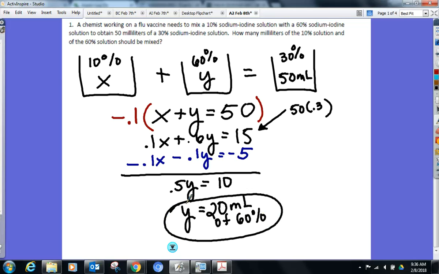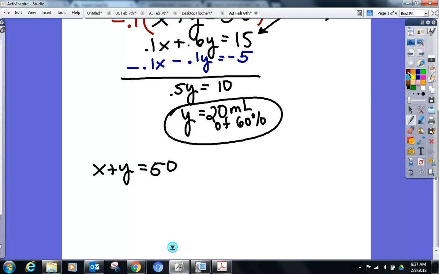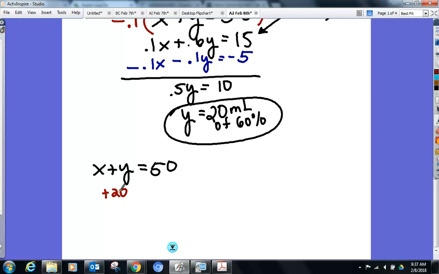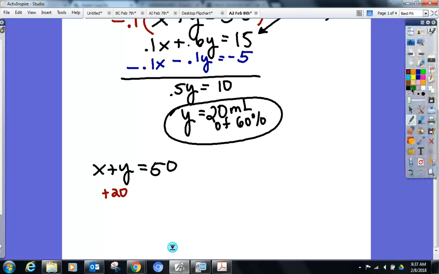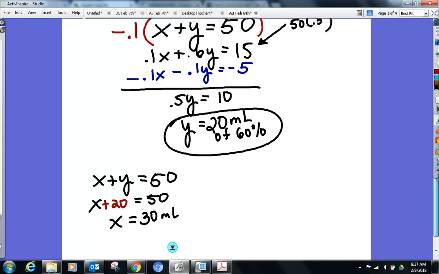What about the 10%? What are you going to suggest I do? Plug it into one of the originals. Which original do you think is probably the easiest? X plus y equals 50, right? So let's go back. X plus y equals 50. You already know y is 20. And if you can do this in your head, I wouldn't expect you to show me the work. If you can already tell me I got 20 and I need 50 total, what it's going to be, I'm okay with that, given you're at this level of math now. How much of the 10% are they going to need? They're going to need 30 milliliters of 10%, right? Yeah, 10%.